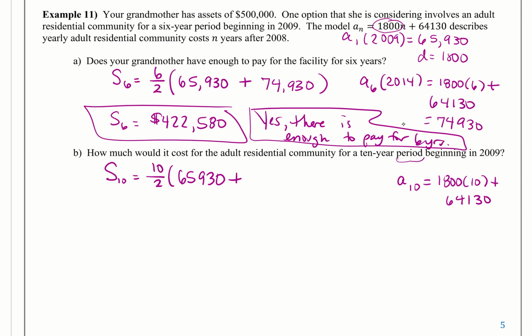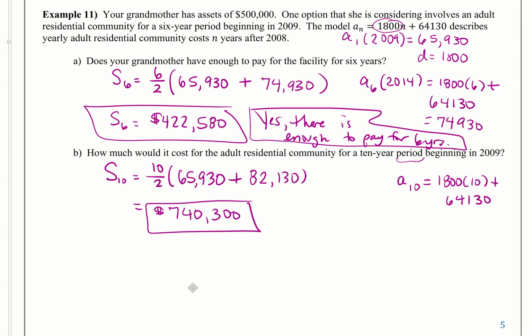So that last term, a sub 10, is 82,130. Keep in mind, a sub 10 is the amount of the 10th entry. S sub 10 is the partial sum of the first 10 entries altogether. So if I then complete this, we end up, it would cost $740,300 for the first 10 years. All right, and that is the end of the notes for 10.2.